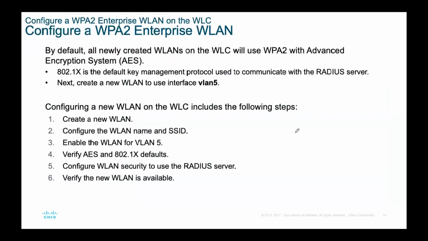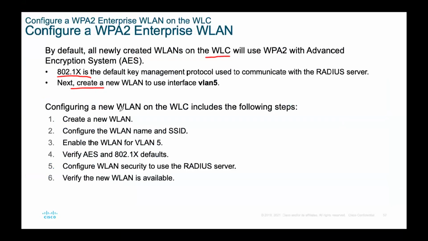Okay, configure WPA2 Enterprise Wireless LAN. By default, all newly created wireless LANs on the wireless LAN controller will use WPA2 with Advanced Encryption AES. 802.1x is the default key management protocol used to communicate with the Radius server. Next, create a new VLAN, a new wireless LAN to use interface VLAN 5.